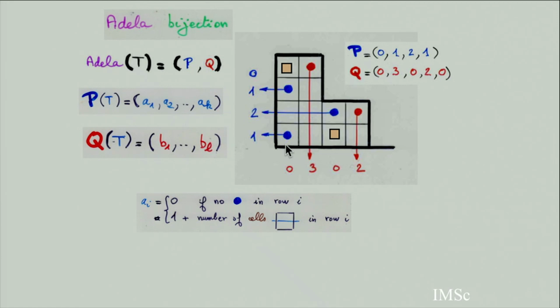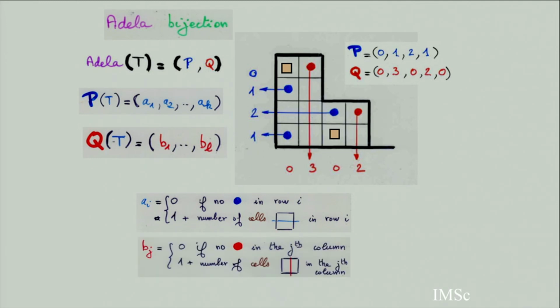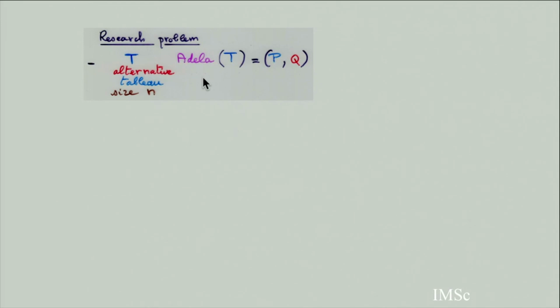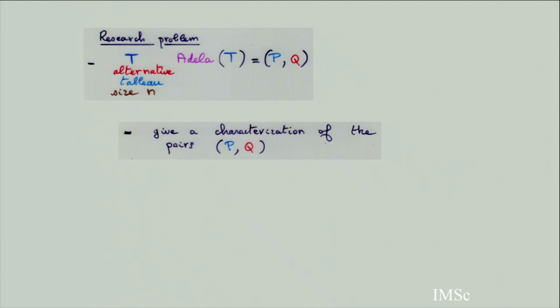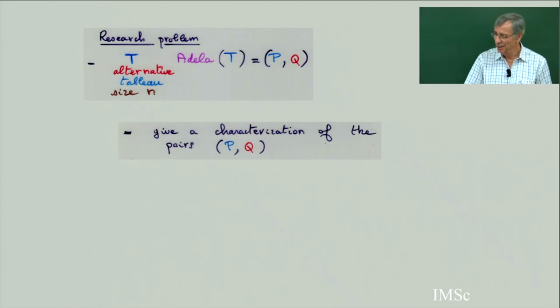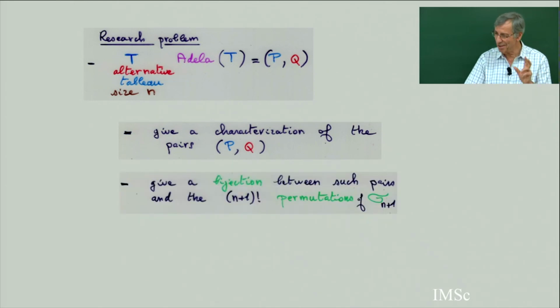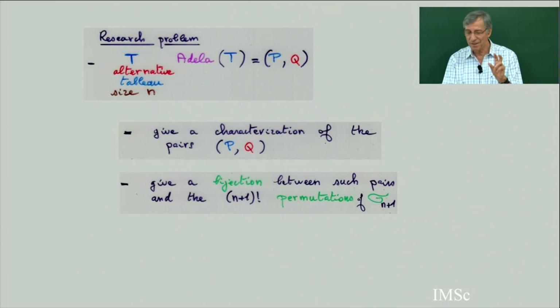So I call this the research problem: what is the characterization of the pair PQ? I call this pair Adela. I will explain why I call this the Adela bijection. If you have an alternative Catalan tableau, give a characterization of the pair PQ. They are not independent. And we know that the number of such tableaux is (n+1)!.